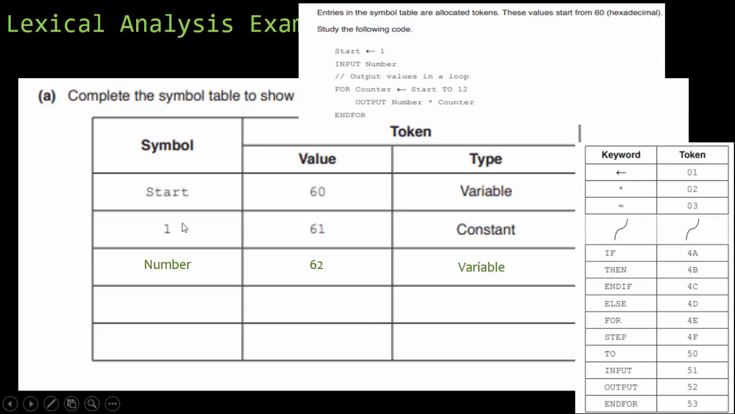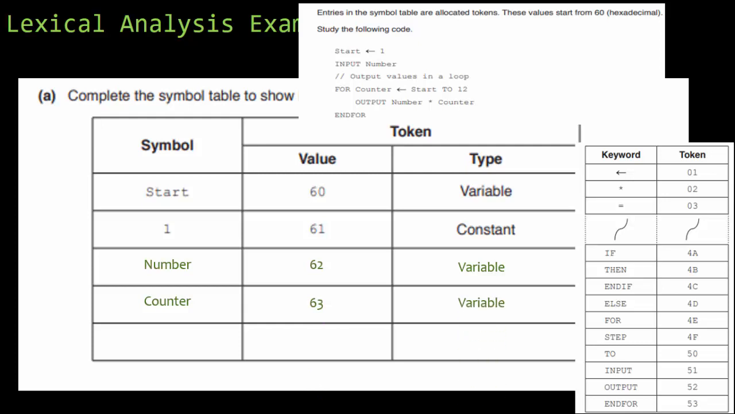When you have a number, they're going to be constant. Now, we got to keep going. These comments are removed. So now we look for 4, which is recognized by the compiler. There it is, 4E. Counter. Well, counter is not recognized by the compiler, so I need to add counter. That's going to have a value of 63, the address, and counter is going to be a variable.